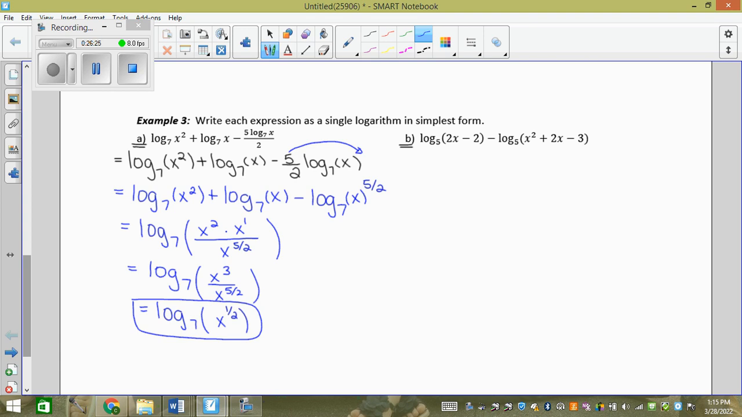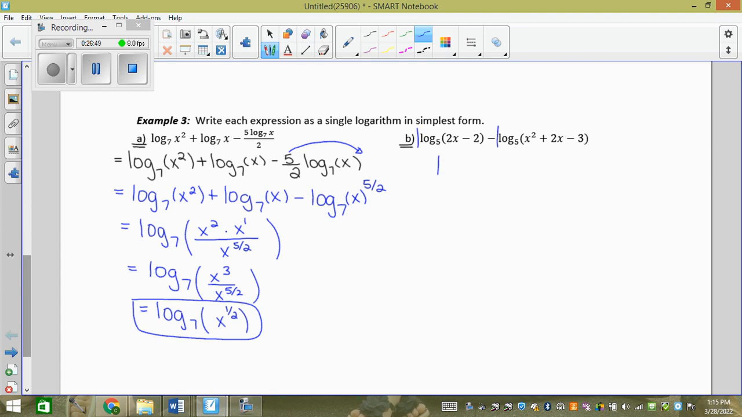Now B, they're both log base 5. It has to scream to you when you're reading it: log base 5 of blah minus log base 5 of blah. When you're seeing the same base twice, you will have to put them together. So when you see the same base, it needs to scream, put me together. Okay? So this one has a +1 in front, and this one has a -1 in front.